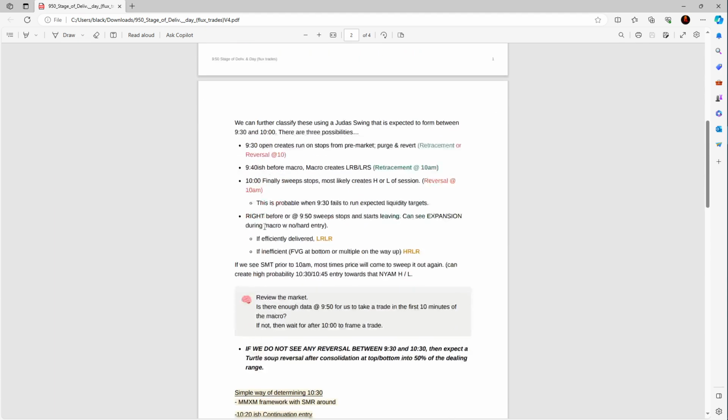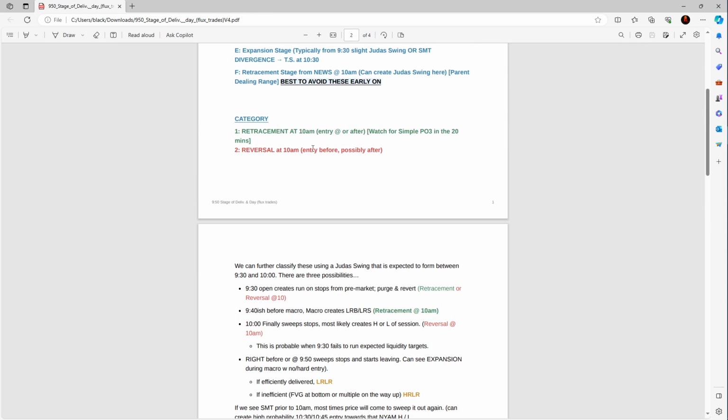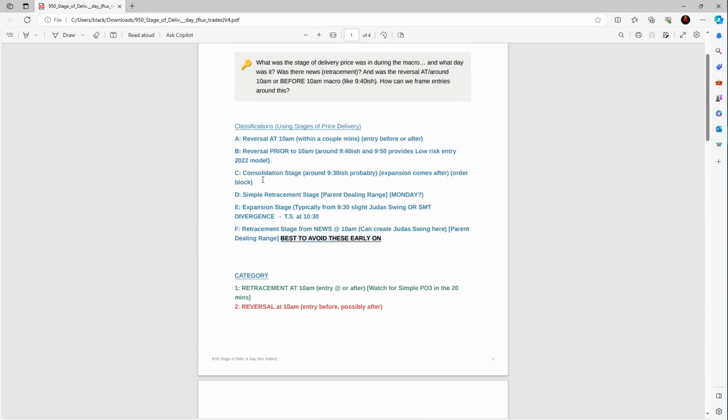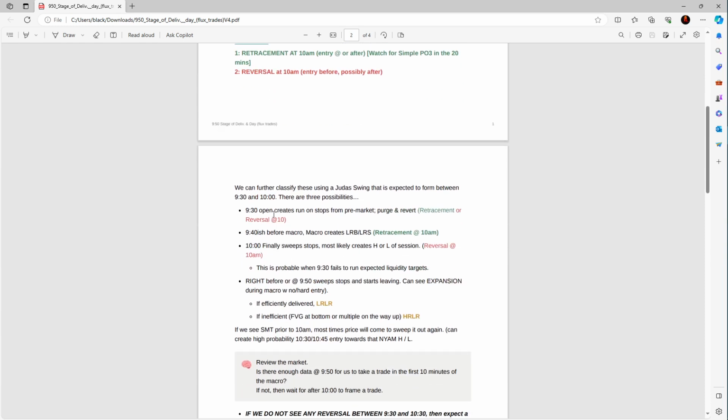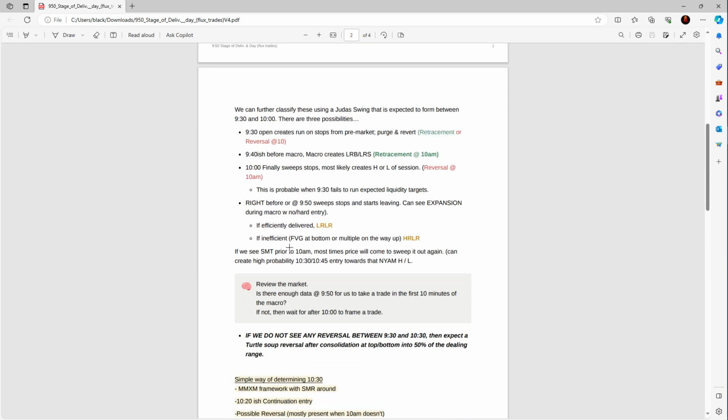If not, if we're expecting a reversal at 10 a.m., if we don't have enough data to see this, if it's a news day, if we failed to run out stops prior to 10 a.m., if we're consolidating between 9:45 and 10, all those things will mean that we have to wait. So we're going to wait for after 10 a.m. or maybe at 10 a.m. to frame a trade. And within those last 10 minutes of the macro, we'll find an entry, most likely a reversal entry, towards the opposing side of the market.